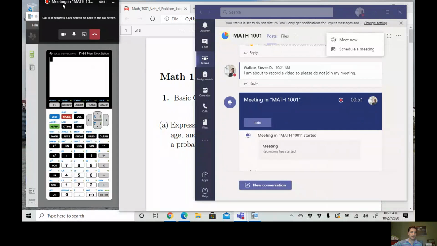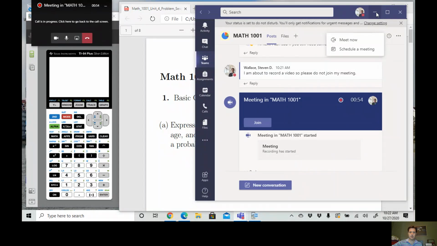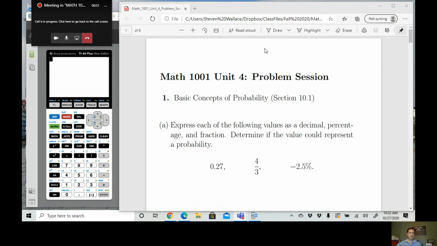I'm going to do some problems from Unit 4 of Math 1001. Okay, put that here. All right, so here's some problems we're going to try. Unit 4 is all about analyzing data and probability. So probability is one way you can analyze data.